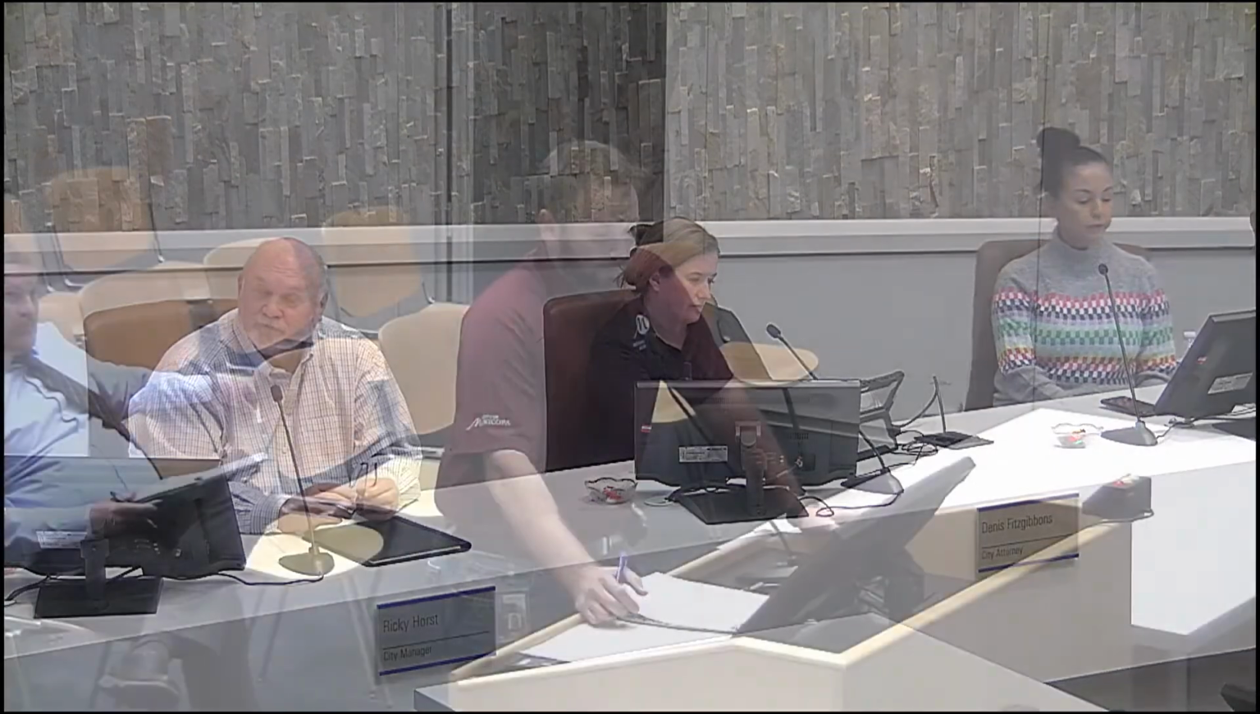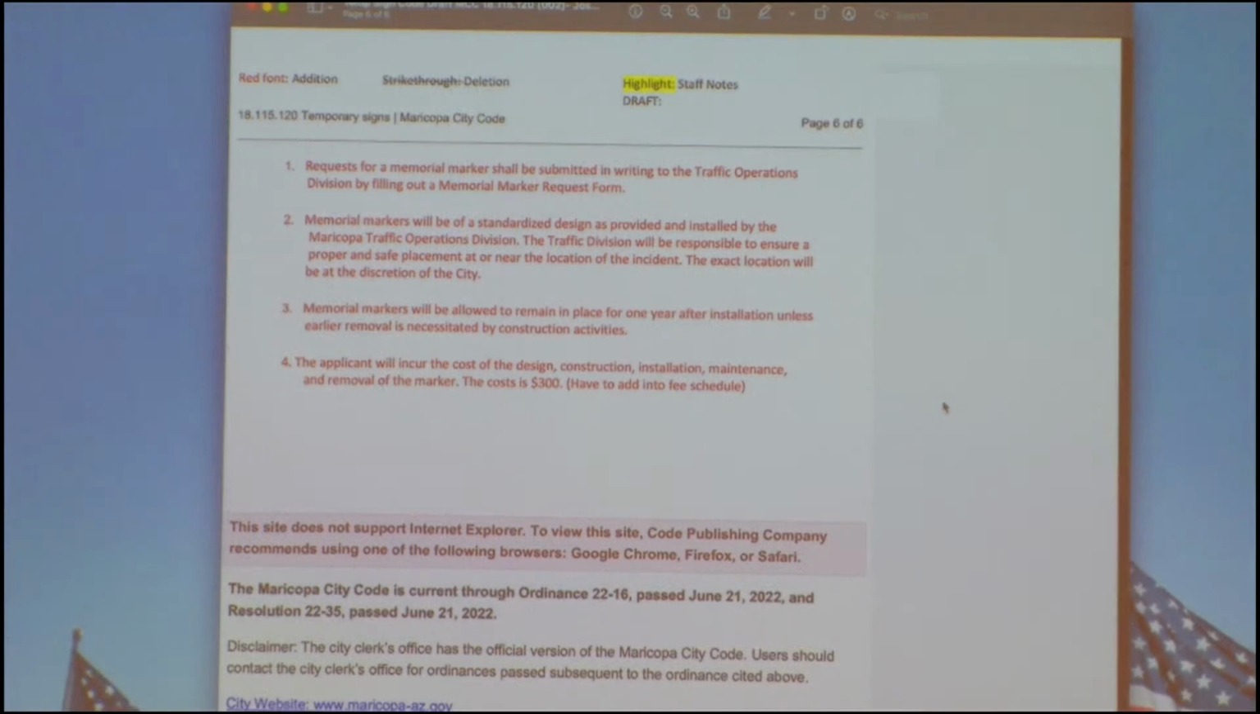If I can move 3 pages ahead, it's going to be the last page, to memorials. And here we'll be discussing memorials and some of the concerns that came up during the last council meeting. First off, our plan for this code is actually to remove it from temporary signs and place it into a different section.